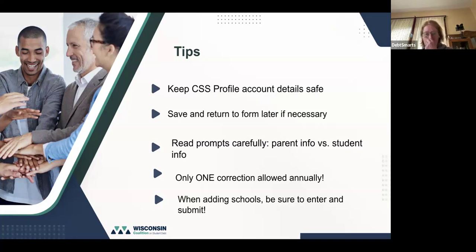The other thing is that whether you are doing a correction, which really would be changing information that you've submitted, or you're adding additional schools to receive the profile form, which is not considered a correction, they urge you to make sure you go through the form after you've added the information, hit enter where you need to, and hit submit. So you can't just enter the information in that one area. You have to go through again and make sure that you've hit submit.